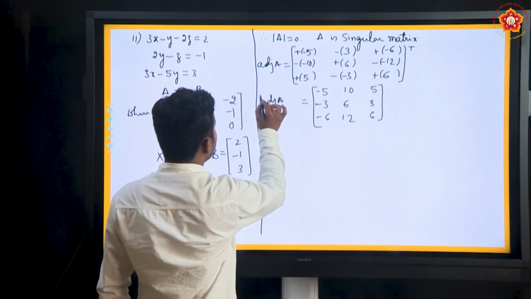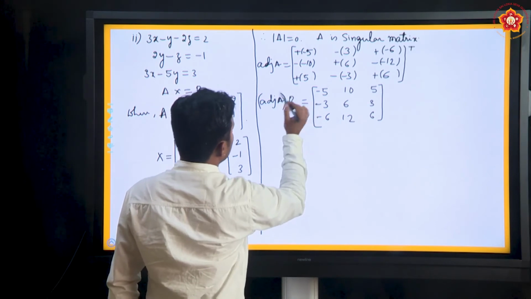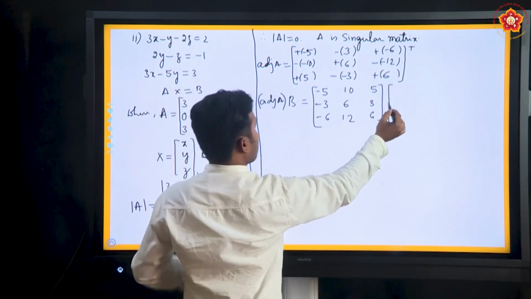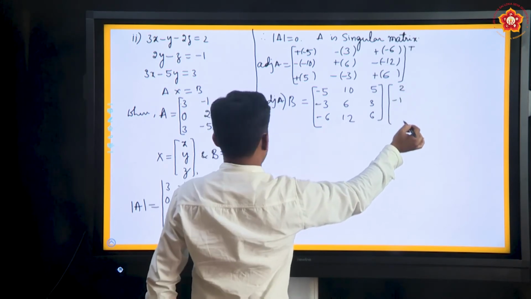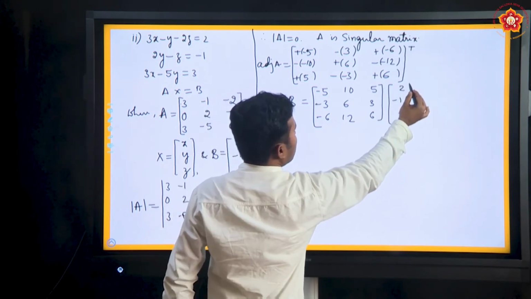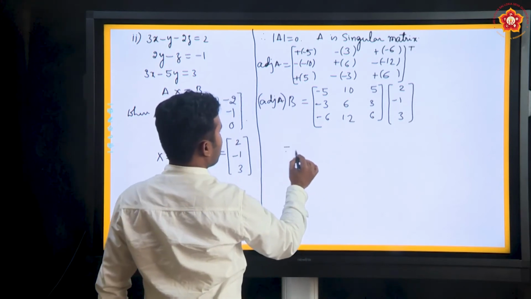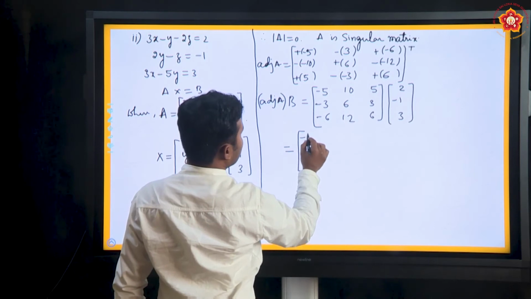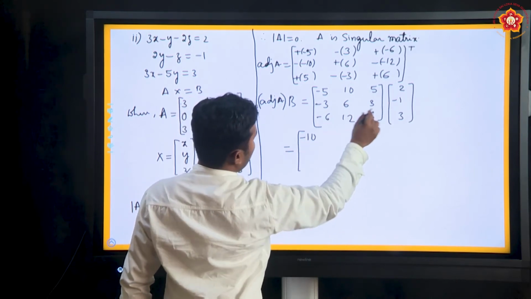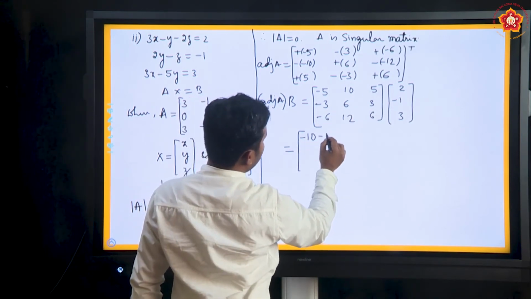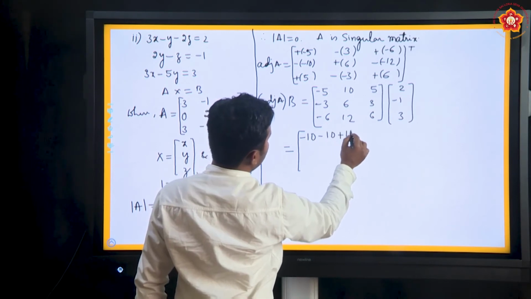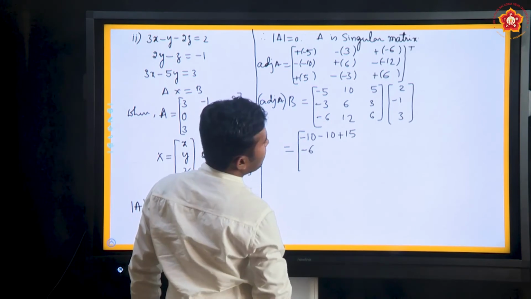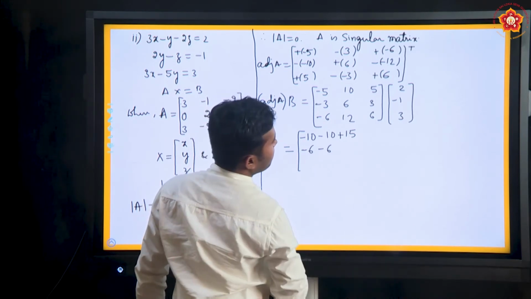Now what we have to find is adjoint A into B. What is B? B is 2 minus 1, 3. So now you multiply. What is that? So 5 into minus 5 into 2 minus 10. First row, first column, minus 10 plus 15. Next, minus 6 plus 9.